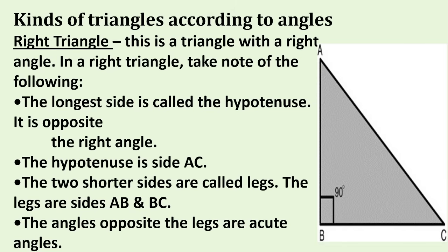In a right triangle, take note of the following. The longest side is called the hypotenuse. It is opposite the right angle. The hypotenuse is side AC. The two shorter sides are called legs. The legs are sides AB and BC. The angles opposite the legs are acute angles.